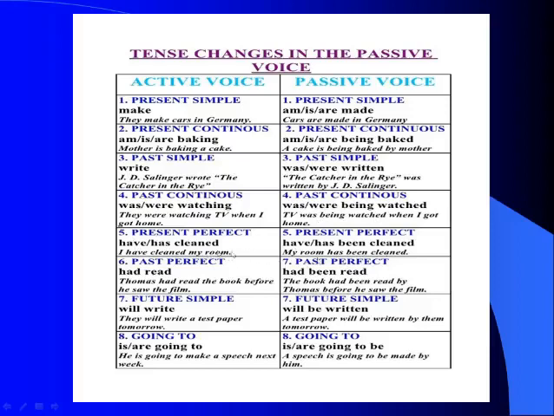My room. Okay. If it is my rooms, what will it be? My rooms have been cleaned. Always we have to look at this last word. Past perfect: had been, had read, had been read. Okay, will write, will be written. Is, are going to: is, are going to be. Example: He is going to make a speech next week. A speech is going to be made.